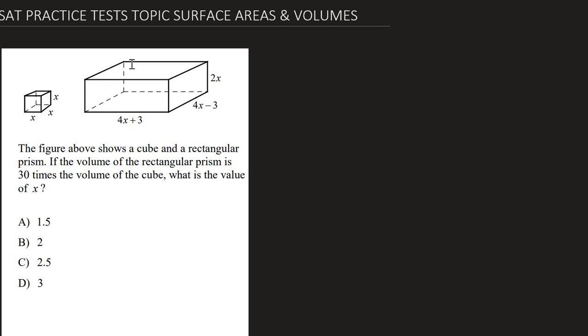Hi guys, today we are going to discuss SAT practice test topic surface area and volumes. Let's start with this question. The figure above shows a cube and a rectangular prism. If the volume of the rectangular prism is 30 times the volume of the cube, what is the value of x?